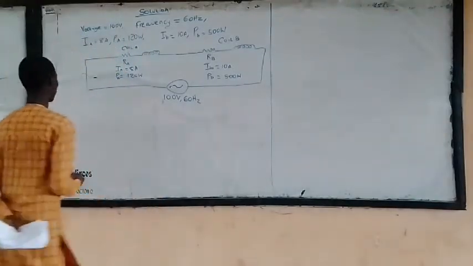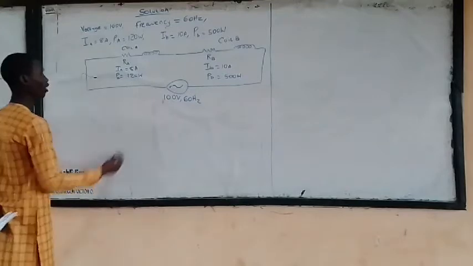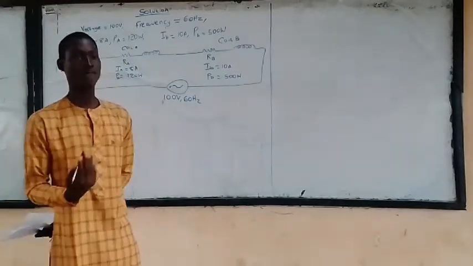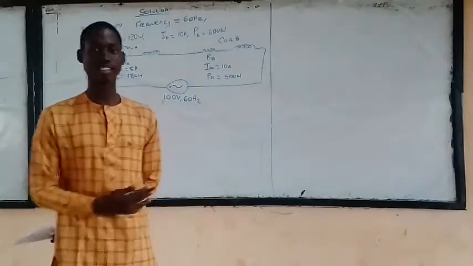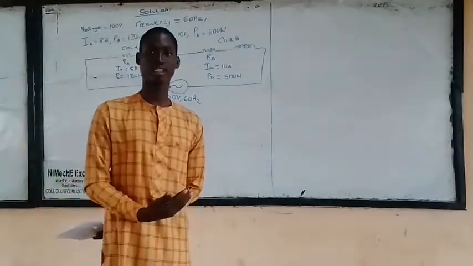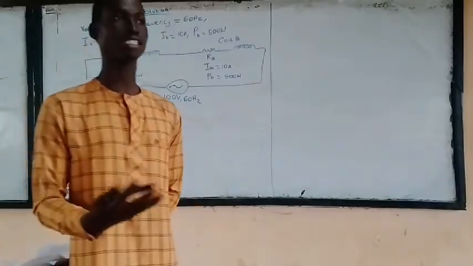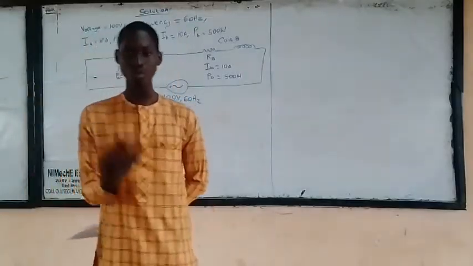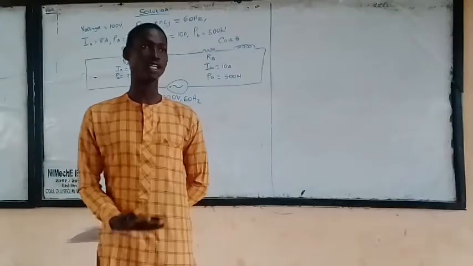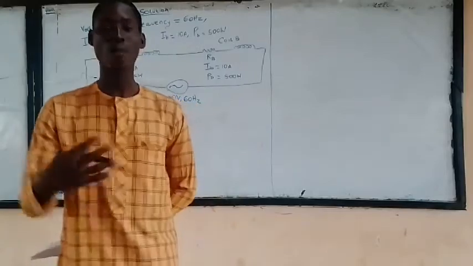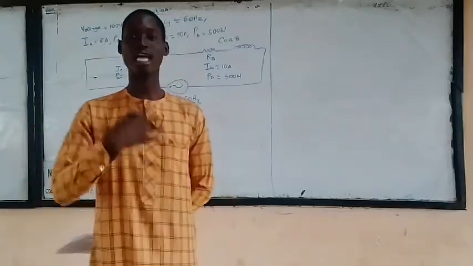I want to solve first. I want to find the resistance, because with the resistance, I'll be able to get the impedance. Why am I looking for the impedance? Because with the impedance, I'll be able to get the reactance. And why am I looking for the reactance? Because with the reactance, I'll be able to get my current.